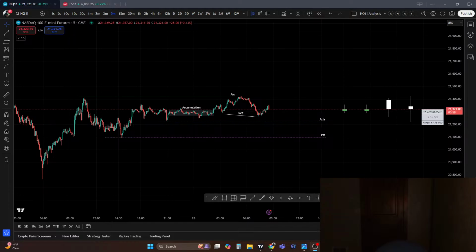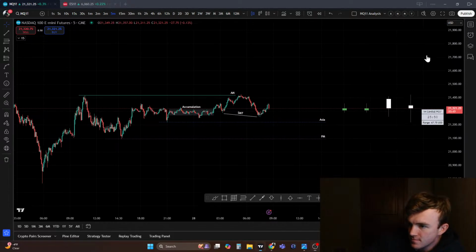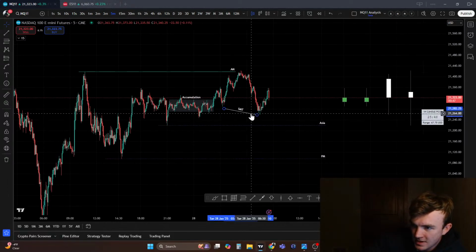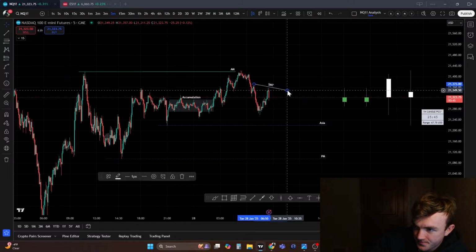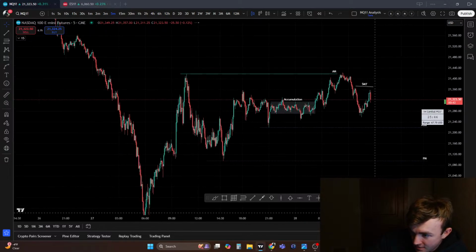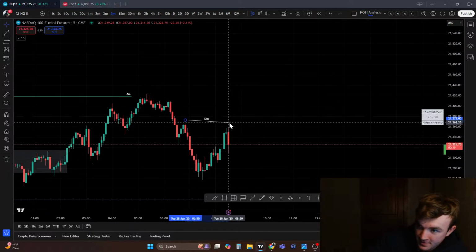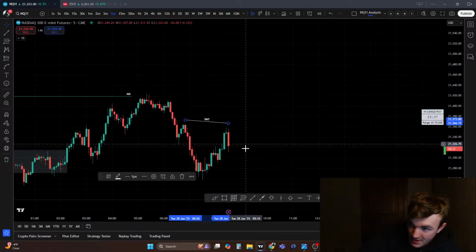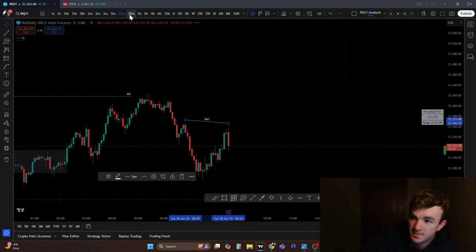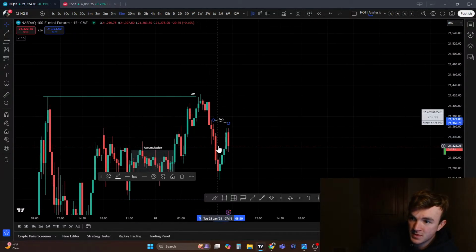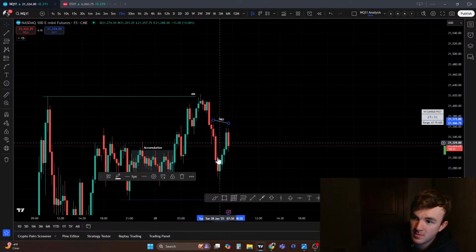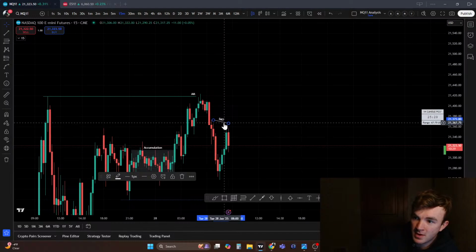Okay, so one thing to note right now, I'm going to mention it because it's happening. We're getting an SMT with this high, and now possibly a 5-minute inverse value gap, but to be determined because we inversed this 50-minute for value gap, and we got bullish SMT.